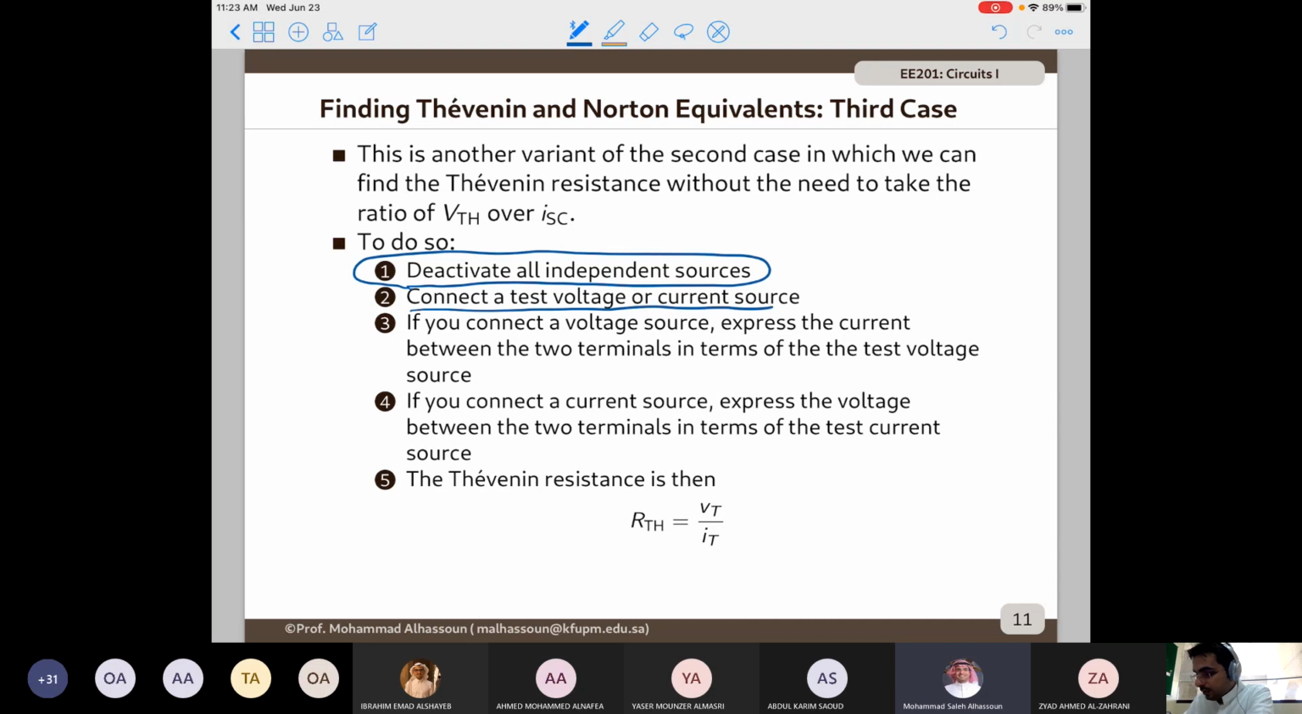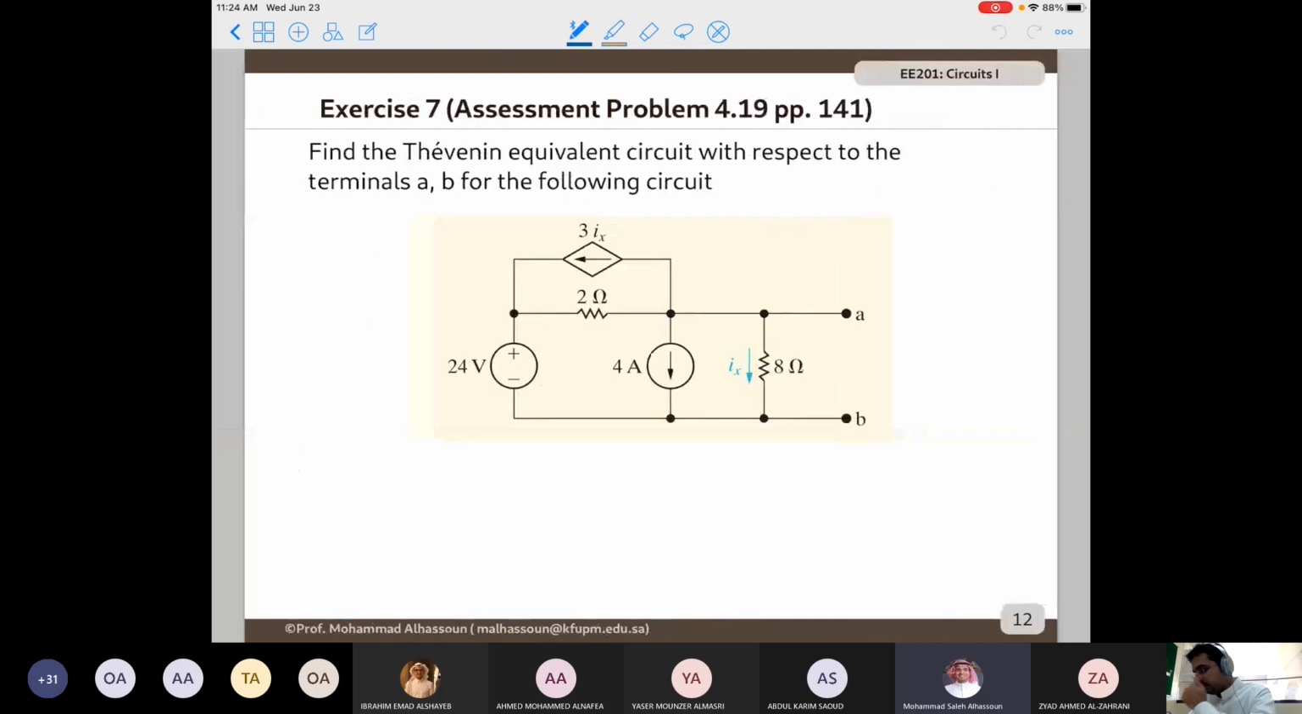If you connect a test voltage, then you need to express the current between the terminals as a function of the test voltage. If you connect a current source, however, you need to express the voltage between the terminals in terms of the current source. Then one of them is a function of the other. If you take the ratio, this will give you the Thevenin equivalent resistance. So let's illustrate this with an example.